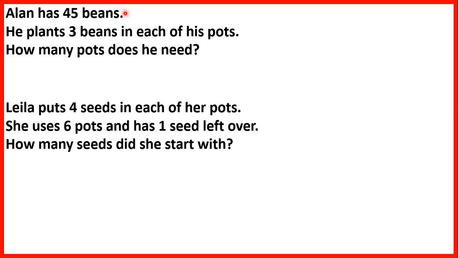Alan has 45 beans. He plants 3 beans in each of his pots. How many pots does he need? So here we need to divide 45 by 3. And the reason why we use division is because we know the total, we know how many there are in each thing, and we need to find the number of things. So here, the number of pots.